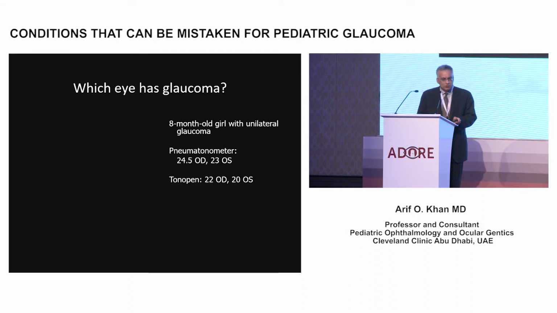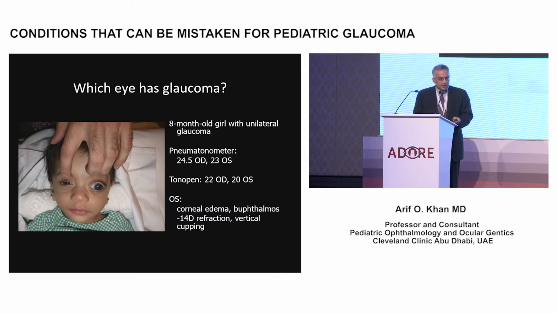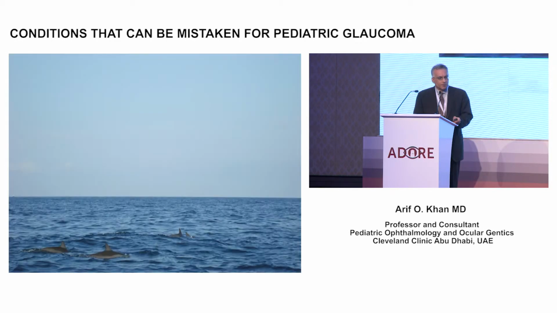Consider this case. It's an 8-month-old girl with unilateral glaucoma. By pneumotonometer and by tonopen, the pressure is higher in the right eye. So let's examine her. The right eye has a higher measured pressure, but the left eye has corneal edema, ophthalmos, -14 refraction, and vertical cupping. So which eye has glaucoma? Obviously, it's the left eye. The point here is we need to look at the whole picture, not focus on intraocular pressure.